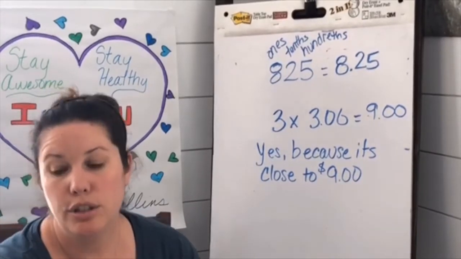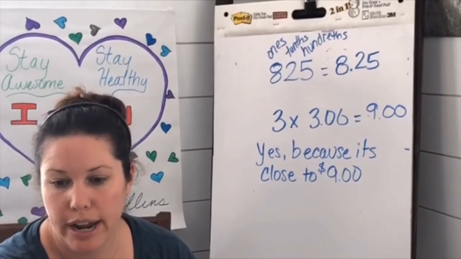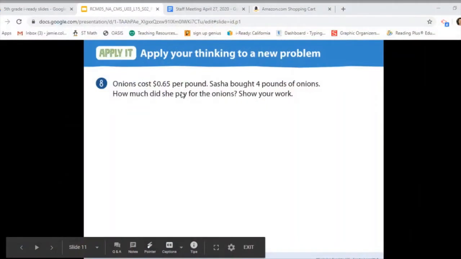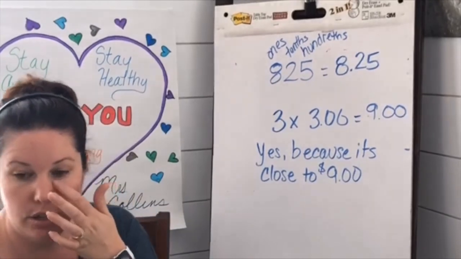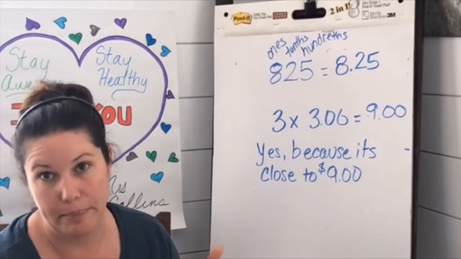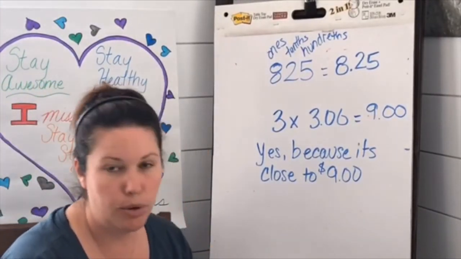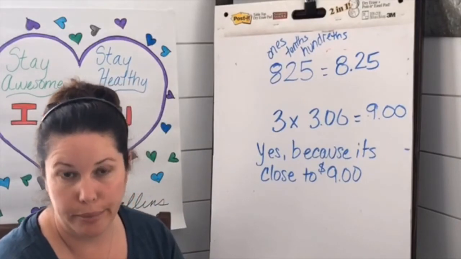Okay, now let's do number 8. So number 8 says, onions cost 65 cents per pound. Sasha bought 4 pounds of onions. How much did she pay for the onions? Show your work. Okay, so for this one, I'm going to go ahead and do it the area model way, okay? And then the next one we'll do our standard algorithm, okay?